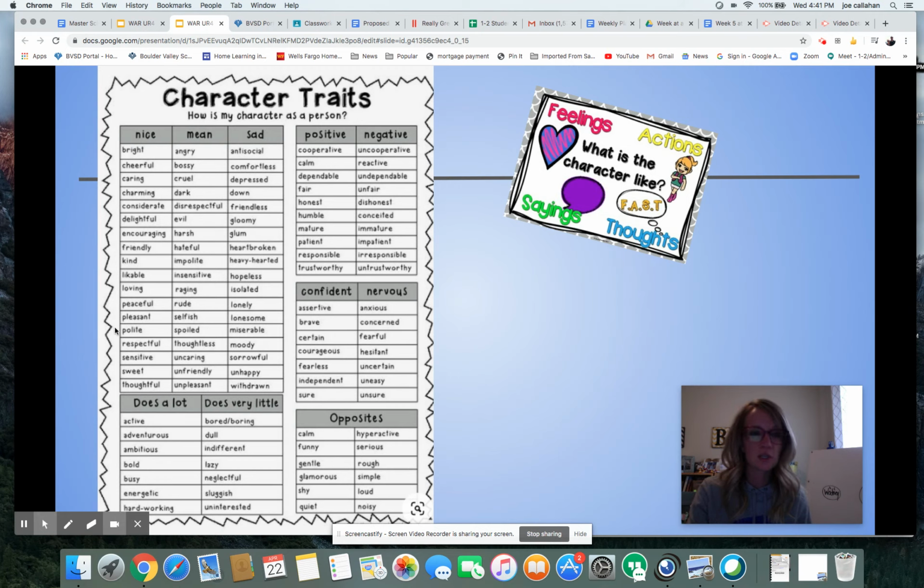And remember, they're even categorized. If you think a character's nice and that's all you can think of, come up here where it says nice and look at all of those synonyms or words that mean similar to nice that you could possibly use that might be a little more specific for the character you have in mind.